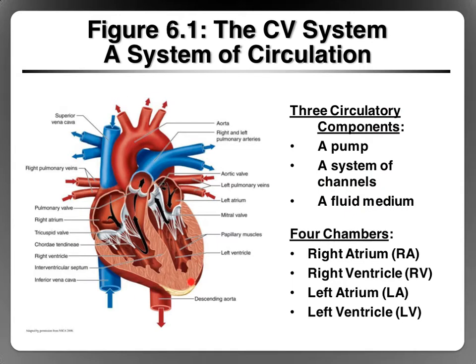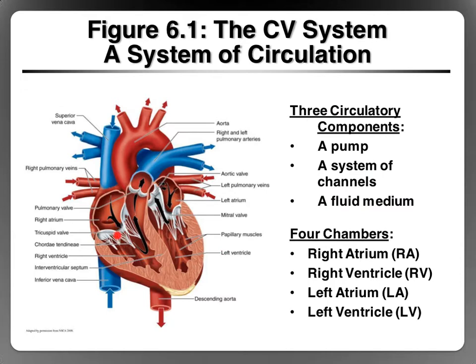You can look at the anatomy. We're not going to go into a whole lot of anatomy of the heart. You need to know that it has 4 chambers. Up here, you've got the right atrium. We have the right ventricle. We have the left atrium, and we have the left ventricle.